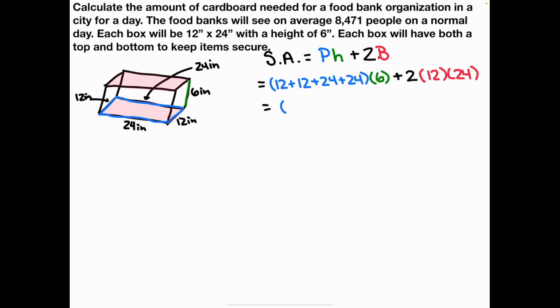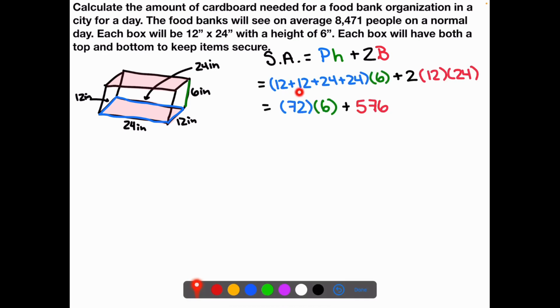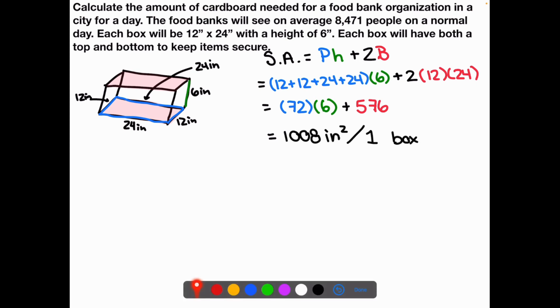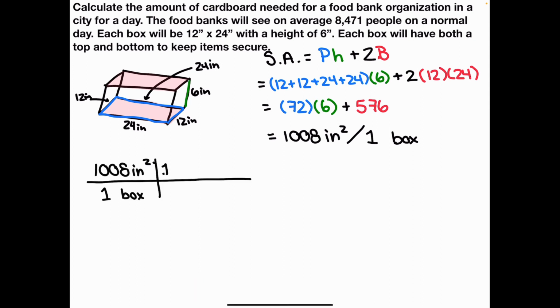So, plugging in, we have 12 plus 12, which is 24. 24 times 3 is equal to 72. So we have 72 times 6. Then 2 times 12 is 24. 24 times itself is 576. Plugging that into your calculator will give you 1,008 inches squared. That's per one box. So we have 1,008 inches squared of cardboard per box.